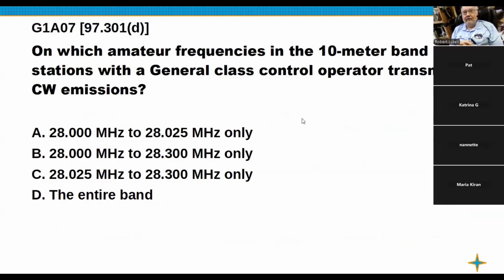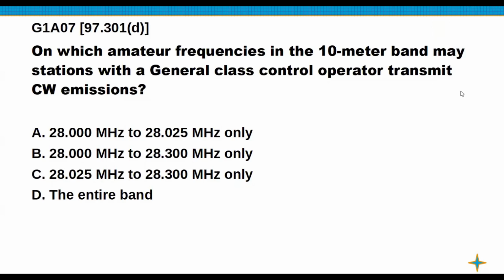On which amateur frequencies in the 10-meter band may stations with a general class control operator transmit CW emissions? I need to shrink this. I can't see. That's Delta. I think you're right. Yeah.